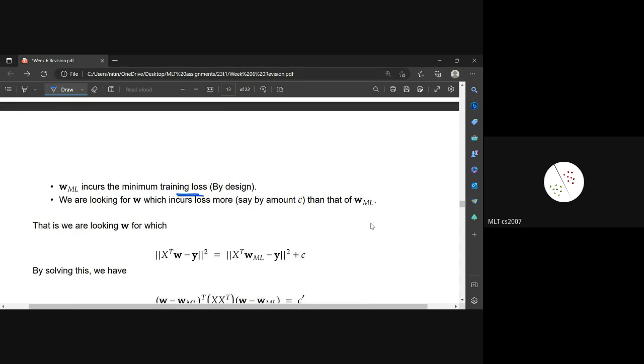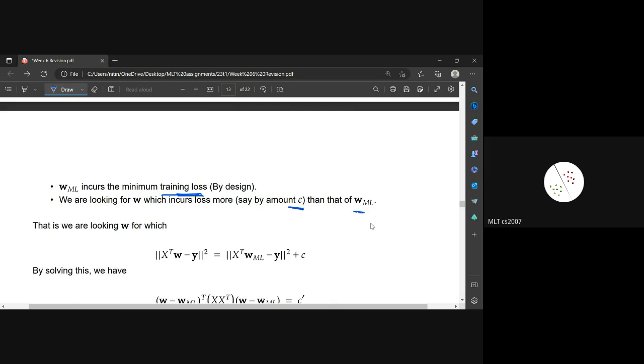WML, we remember, we obtain by solving the optimization problem which minimizes the square loss, right? So this WML actually minimizes the training loss. So you choose any W other than WML, the loss for that particular W is going to be higher than this particular loss. So WMAP again will incur higher loss than WML. Let's assume the loss for that W is higher by an amount C from the WML.